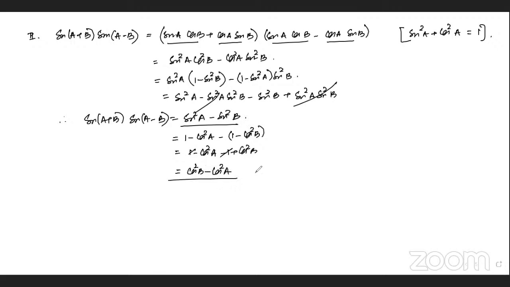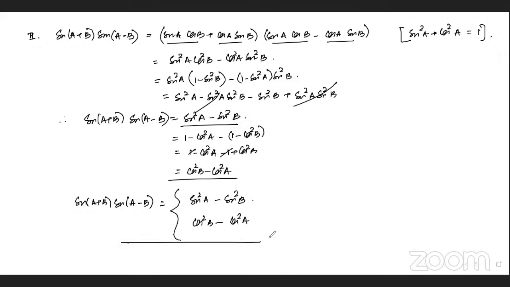So now I'm writing here, sine of a plus b into sine of a minus b. You know what that is equal to? It has two forms. One is sin square a minus sin square b, or you can have another form, cos square b minus cos square a. Is that okay? So this is another identity.